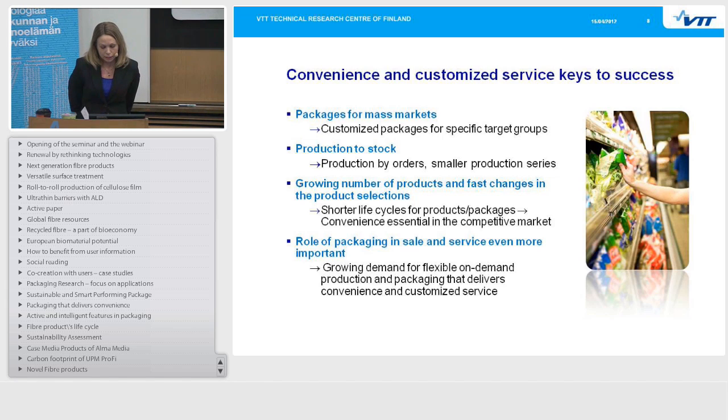The growing number of products and changes in the product selections at stores is resulting in the shorter life cycle for products and packages. And this means even more competition at the stores and making the package convenience even more important also. The role of packaging in sale and service is becoming even more important all the time. And this results in the growing demand for flexible on-demand production and packaging that delivers convenience and customized service.